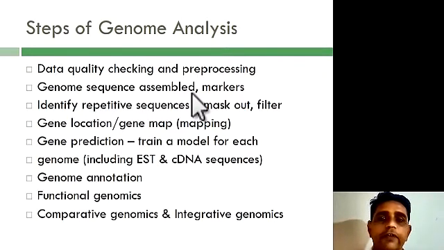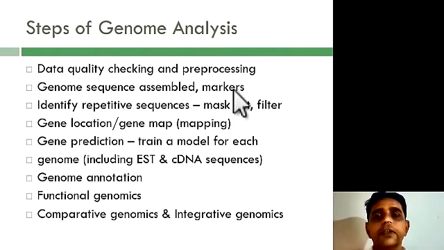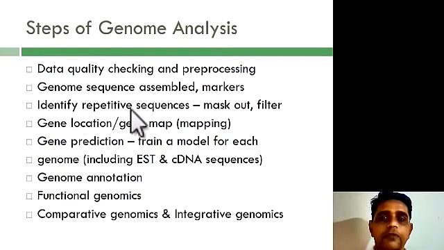So whatever data we are getting, that would be the sequence of the fragment. From that only we have to go for the assembly of the sequences, and we have to find out what the markers are for that. Then the next step: in the case of eukaryotes, a lot of repetitive sequence would be there.